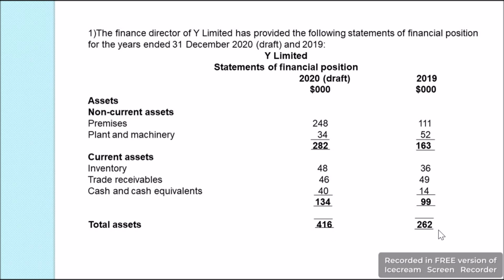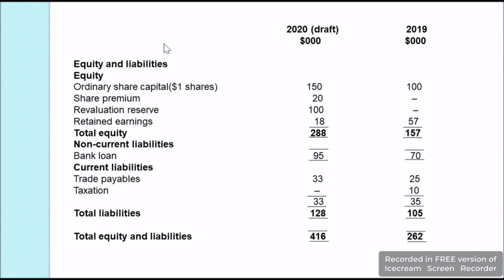and $262,000 in 2019. Furthermore, we have equity and liabilities. In equity, we have ordinary share capital, and the share face value is $1 each, and the value for 2020 was $150,000 and for 2019 was $100,000. Share premium $20,000, revaluation reserves $100,000, retained earnings was $18,000 and $57,000, and the total of all the equity was $288,000 and $157,000. Non-current liabilities, in which we have bank loan, which is $95,000 and $70,000.